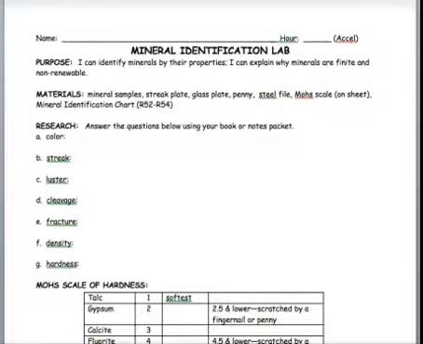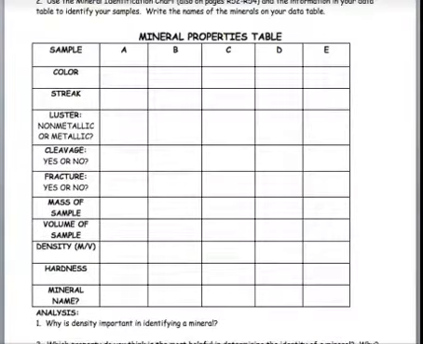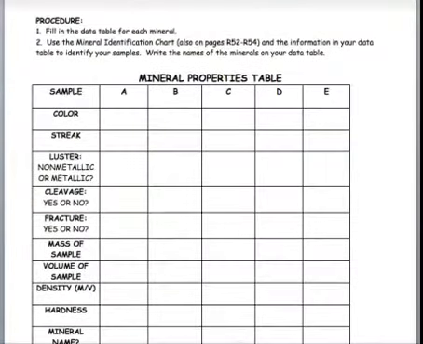Today we're going to be doing what's called the Mineral ID lab, and I'll bring that up for you here. So this is what the lab looks like. This is the accelerated copy. The general copy looks very similar. The accelerated copy just has one more mineral for the students to identify.